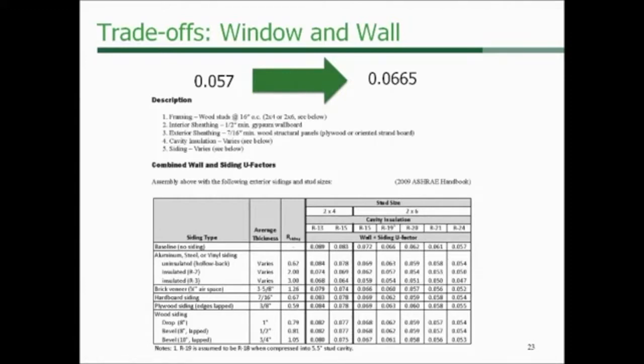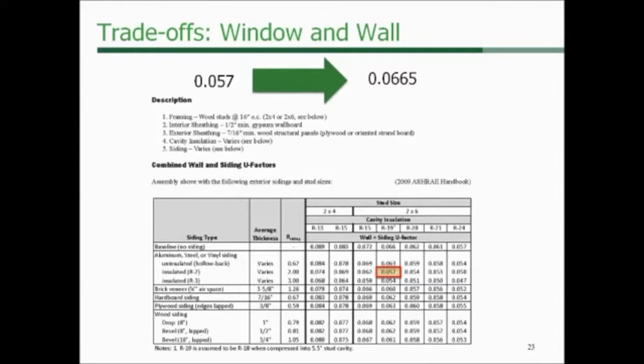Here's another table for walls, showing the U factors for them. And if we look, what does a 0.057 wall look like? If I have 2x6 studs with R19 insulation, and an R2 insulated vinyl siding, I can make that 0.057. But now I've used an improved window and I can get to 0.0665.